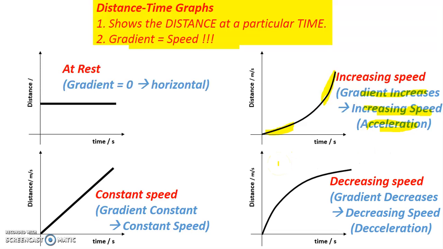And your last one, the fourth scenario, is basically the opposite of the third one. You can see it's decreasing speed. Why? Because at the start, this is the gradient, and as time progresses, you can see the gradient actually gets less and less. So decreasing gradient means decreasing speed over here. Decreasing speed, another name for it is deceleration.